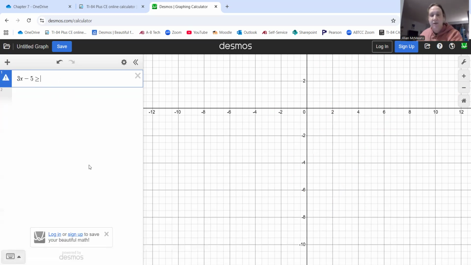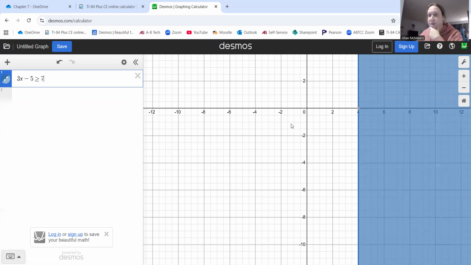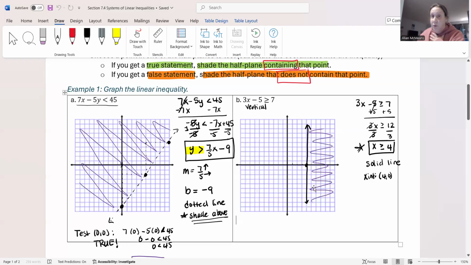And then 7. And you can see right here, we've got a vertical line that goes through 4 on the x-axis. We shaded to the right, and we used a solid line to connect the points. Now, if we wanted to, you could also have typed in where you solved for x, but you can type in the original inequality. So there you have it. Notice here on our worksheet, we had an x-intercept of 4, we had a vertical line, we shaded to the right, and we used a solid line to connect our points.